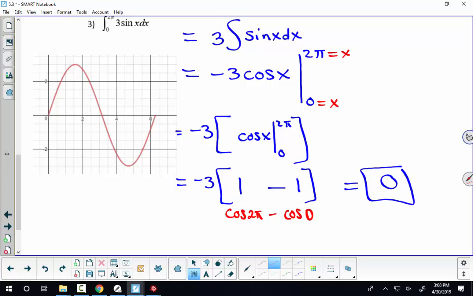So I've got this graph here because that's 3 sine x from 0 to 2 pi. And if you notice, when we find this area, we have all of this area above and the exact same amount of area below. So we have this positive area and this negative area, and it gives us a net area of 0. Just so we can visually reconcile that. Do you have any questions?